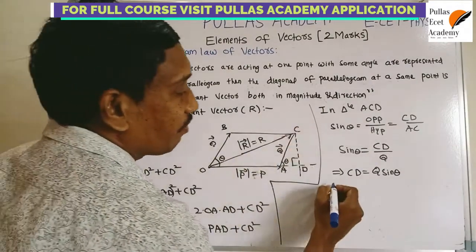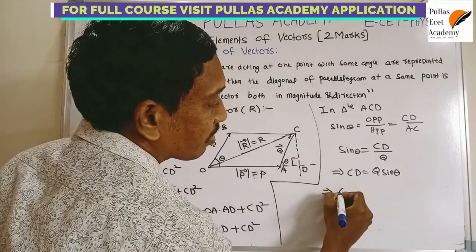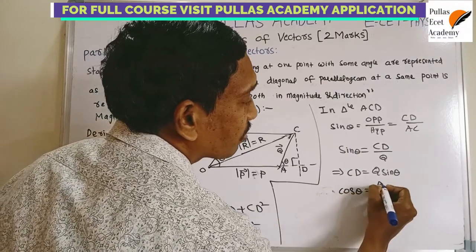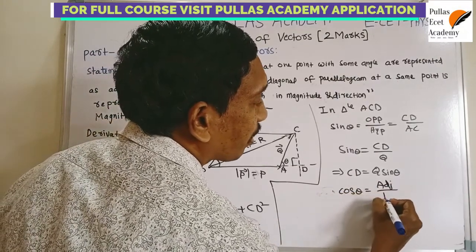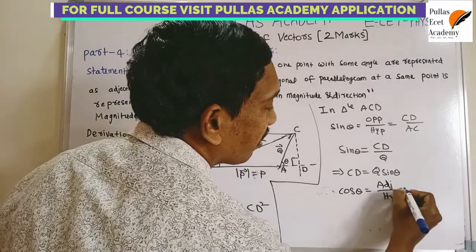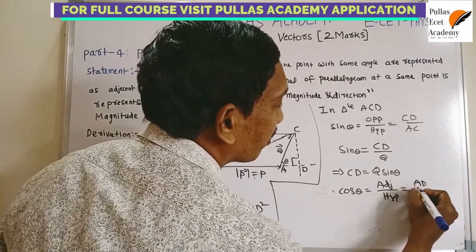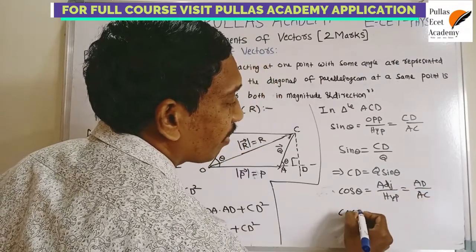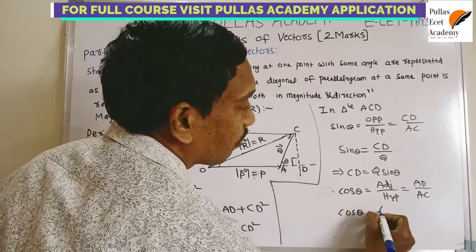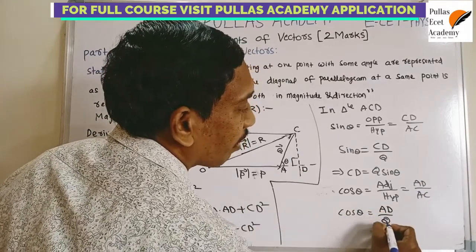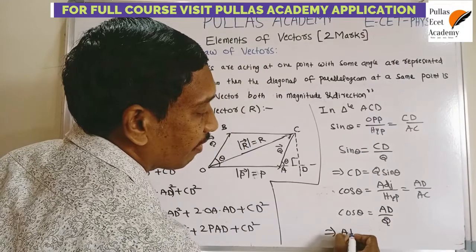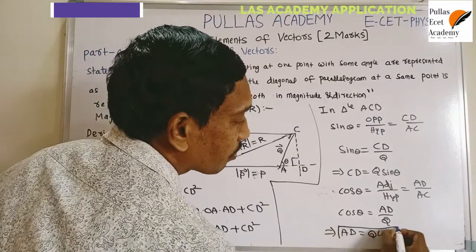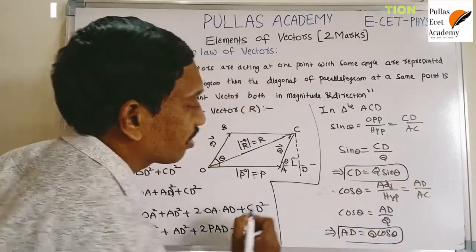In the same way, define cos theta. Cos theta is equal to, what is the formula here? Adjacent side by hypotenuse. What is the adjacent side here? AD is the adjacent side, AC is the hypotenuse. Then cos theta is AD by AC, where AC is Q. Writing AD as the subject, that is Q cos theta. What is the formula for AD? So this is the formula, understood from the derivation.